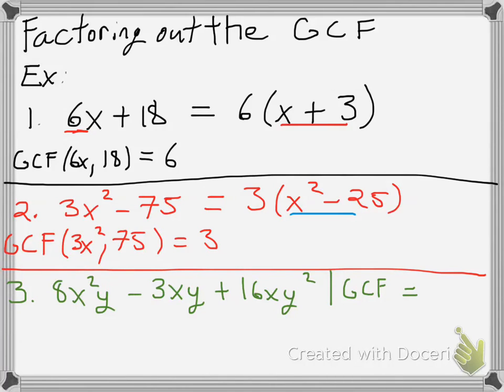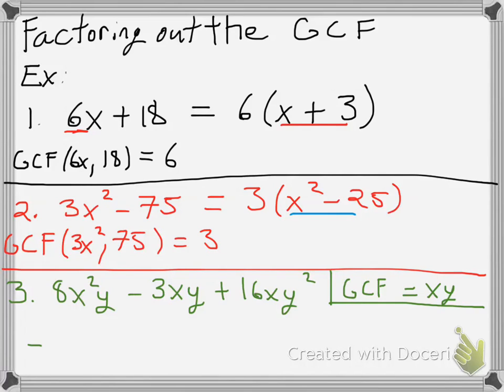Next thing I look at is, okay, what about the variables? They all have an x. Then I look at what's the highest power they all have in common. Well, two of them are just x to the first power, so that's what we have to stick with. That's what they have in common. They all have an x in common. Then I look at the y's. What's the highest power of y they all have in common? Well, it's just y to the first. So our greatest common factor is they all have an x and they all have a y.